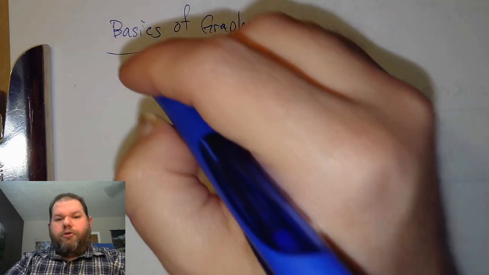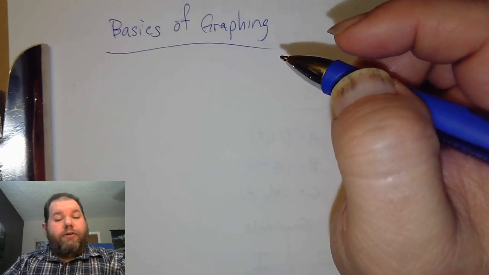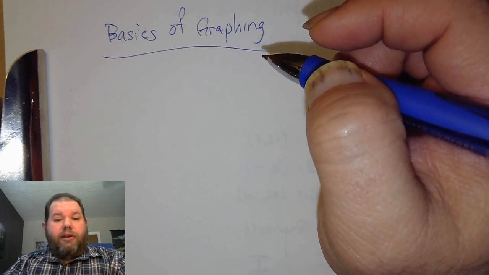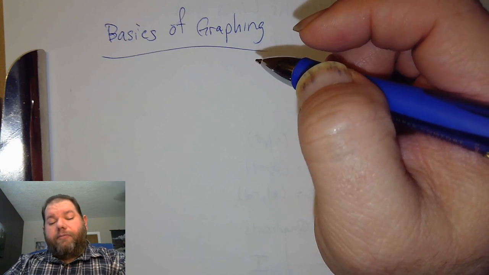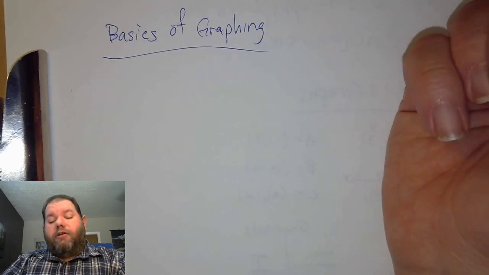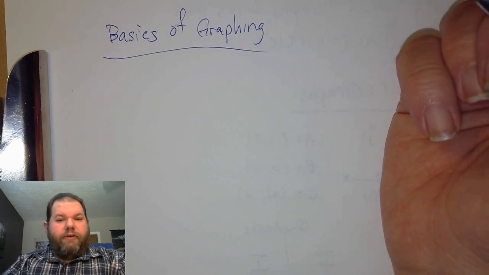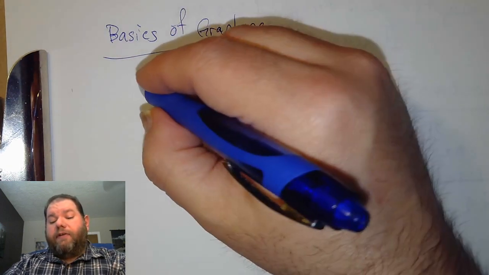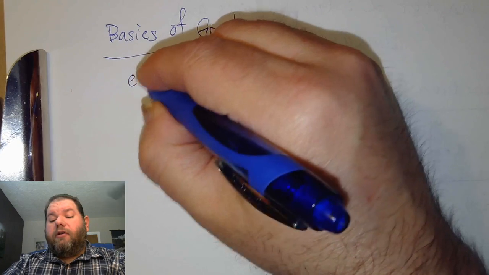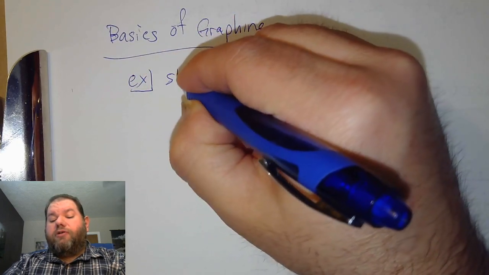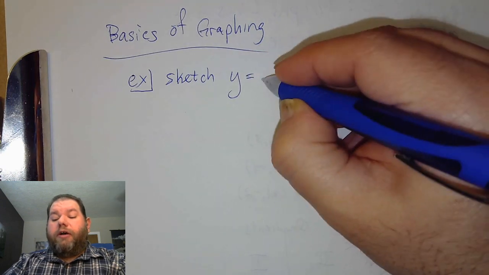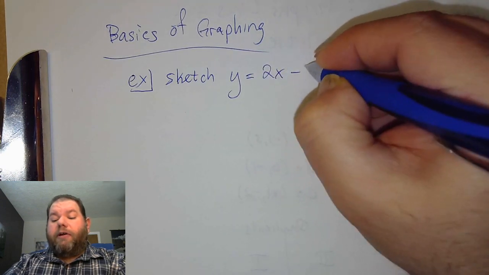And the general approach for graphing is, if we don't know how to graph something, then we make what's called a t-chart, where we pick some x values to plug in and then use those to find the y values that we can utilize to help us sketch the graph. For instance, if we want to sketch the equation y equals 2x minus 1.